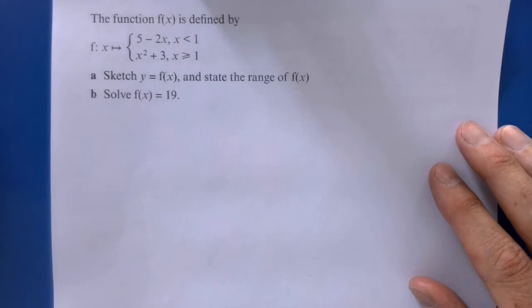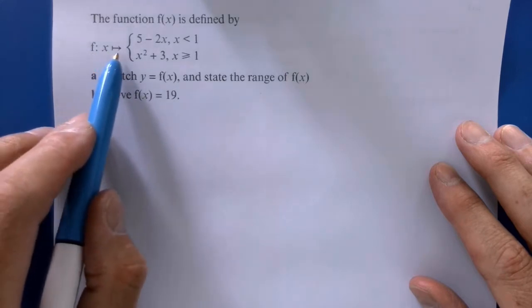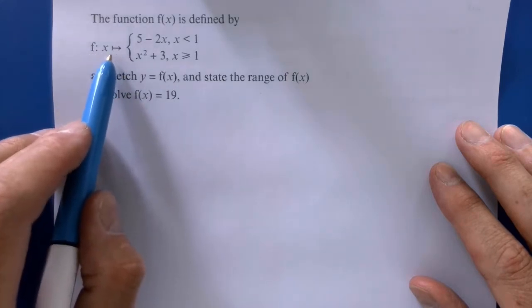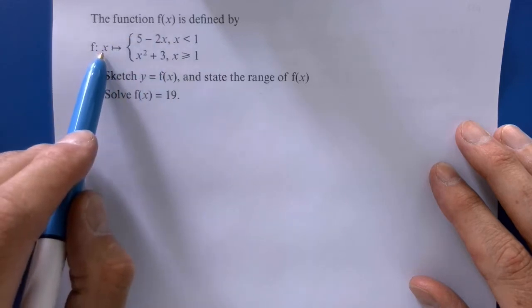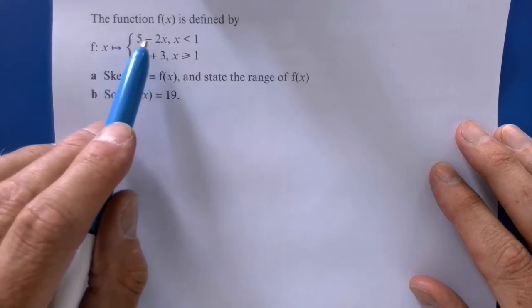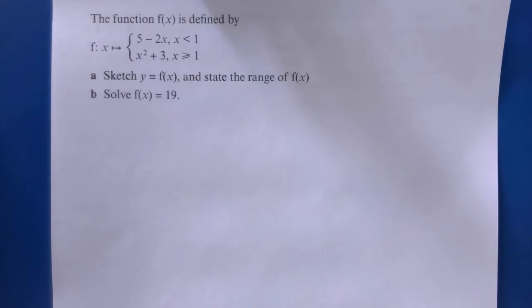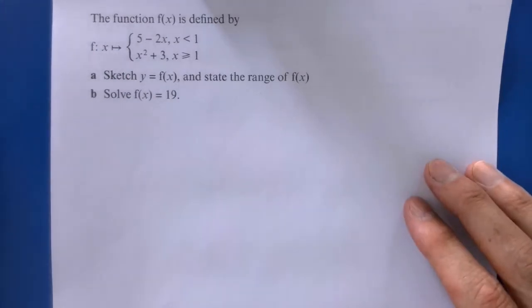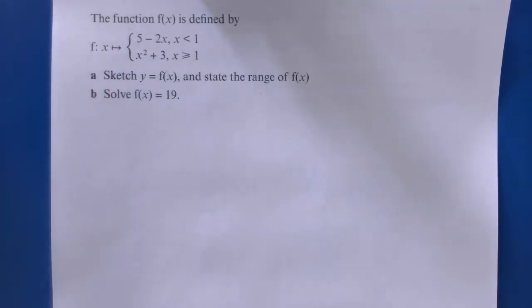Okay, so here's where we're going with this today. Have a look at this question here. There's a couple of things that are different here. Firstly, we've got this rather odd notation here, and this is just another way of writing this. What we're saying is there's a function where x is taken and you do 5 take away 2x or x squared plus 3. We've got y equals f of x equals, and now this f colon x arrow equals. It just means this is a function.